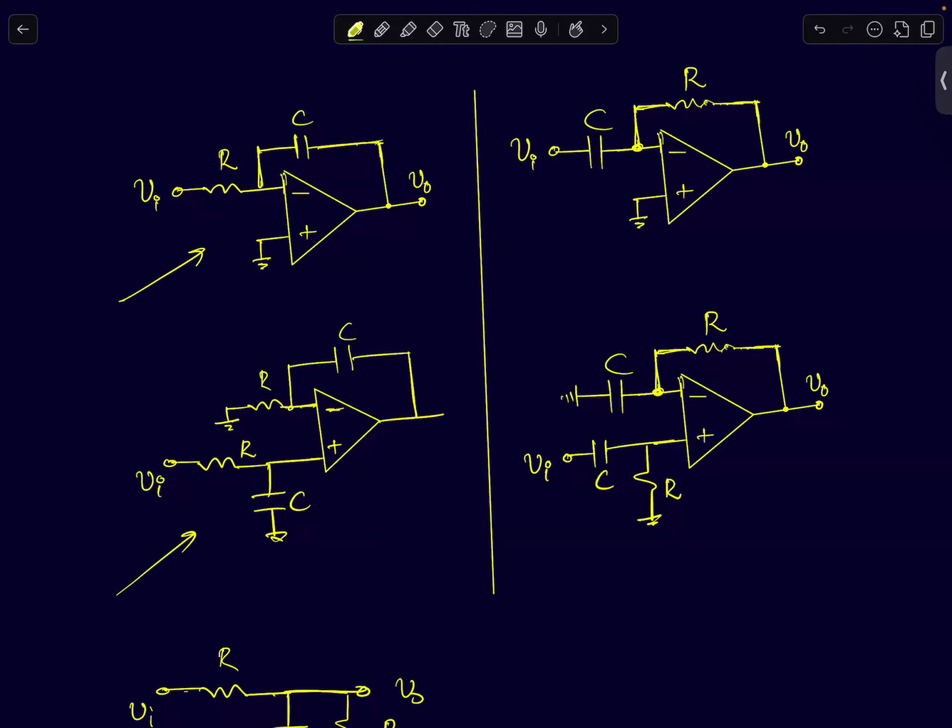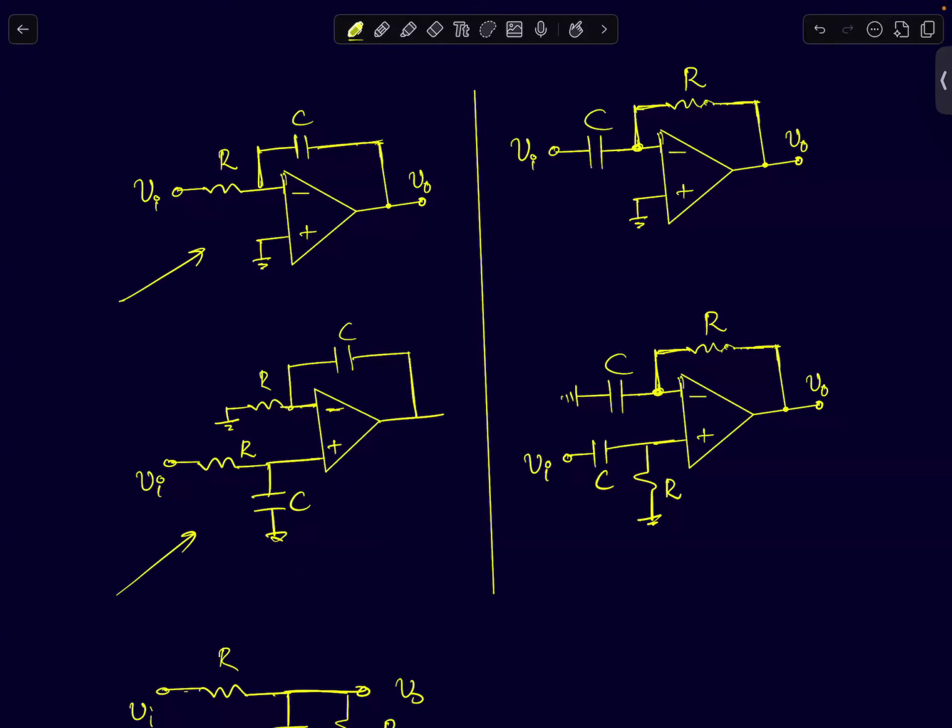So start from here. This circuit is a negative feedback, so when you find the transfer function at this point, what will that be? 1 by 1 plus SRC. Multiply it by the transfer function of the non-inverting configuration, which will be 1 plus Z2 by Z1, 1 by SRC. If you write this, you will end up getting 1 by SRC. So this one is a non-inverting integrator. Here you get a minus 1 by SRC, assuming the op amp to be ideal.